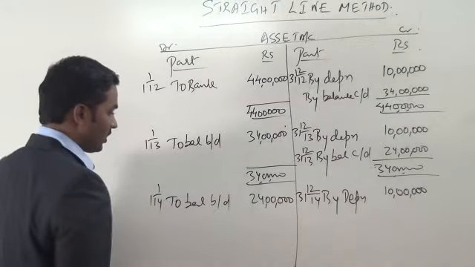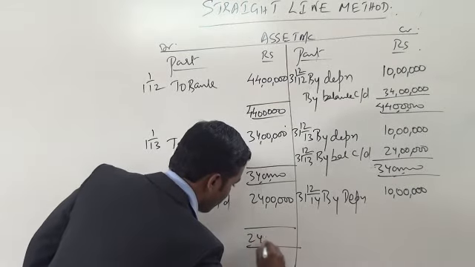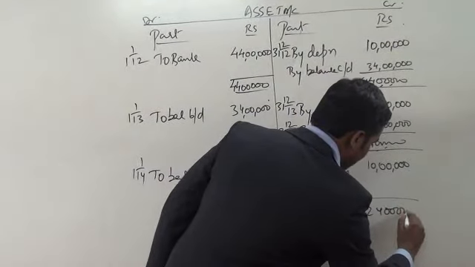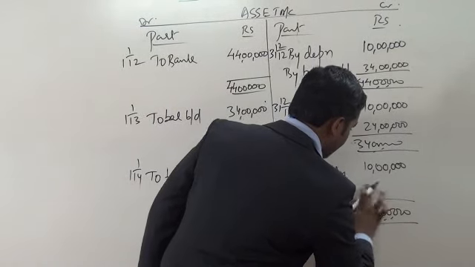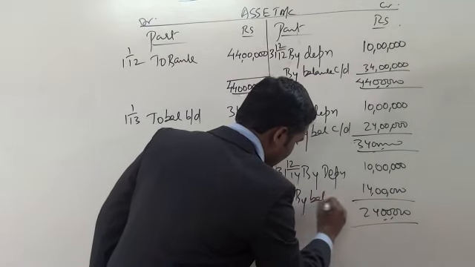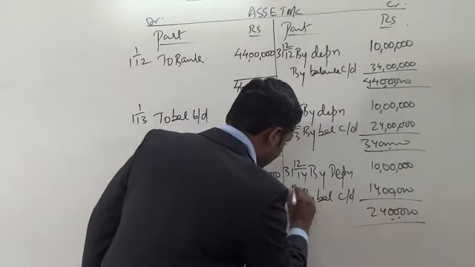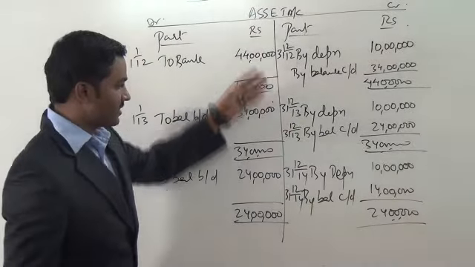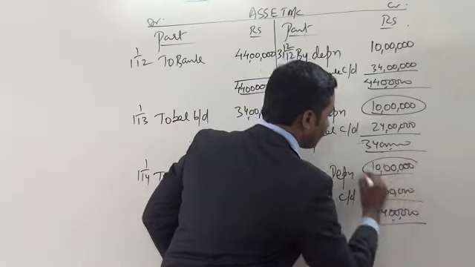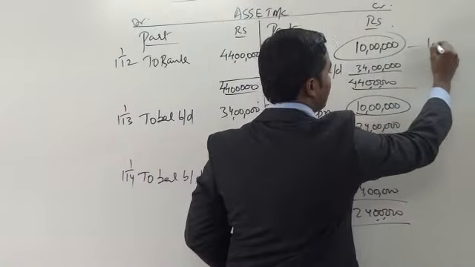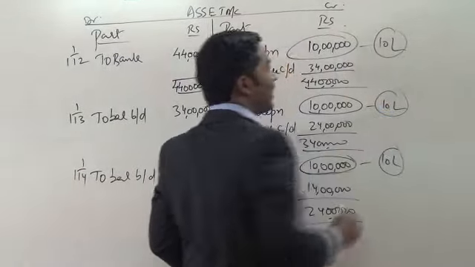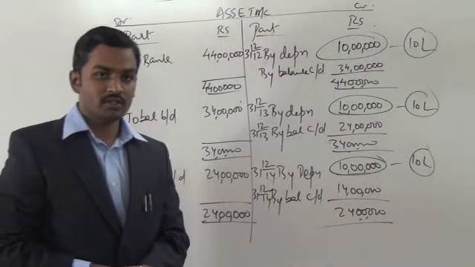What will be the balance left in the third year? 24 lakhs minus 10 lakhs, it will be 14 lakhs rupees only. So by balance carried down 31st December 2014. So we have prepared the asset account for 3 years. If you see, the depreciation has remained the same every year. It is 10 lakhs, 10 lakhs, 10 lakhs. That is why this is called the straight line method, or it is called the fixed installment system.